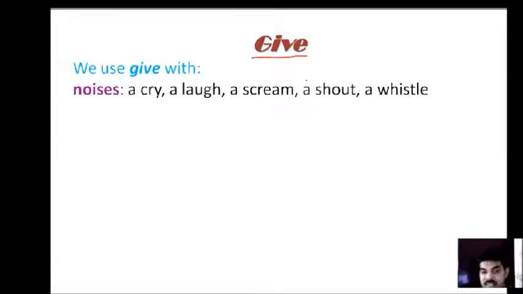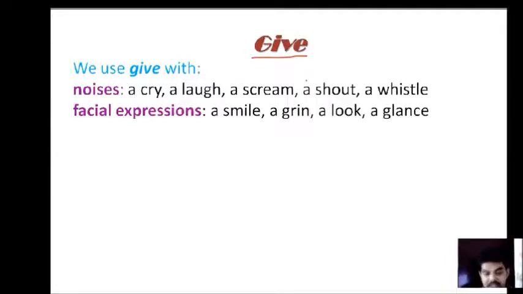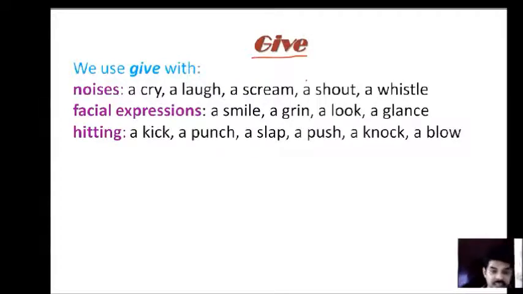So far we have discussed two delexical verbs. The first is have, the second is take, and now the third one, give. So let's see how we can use give. We can use give with noises, that is a cry, a laugh, etc. Facial expressions, that is a smile, a grin, a look, a glance, etc. And also hitting, that is a kick, a punch, a slap, etc.